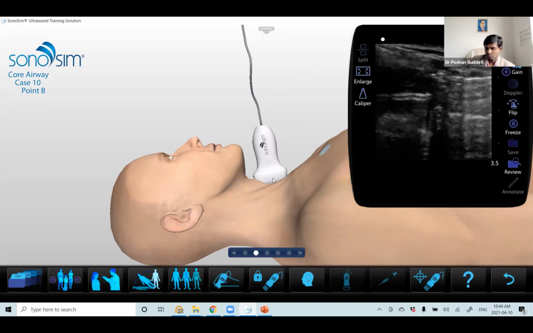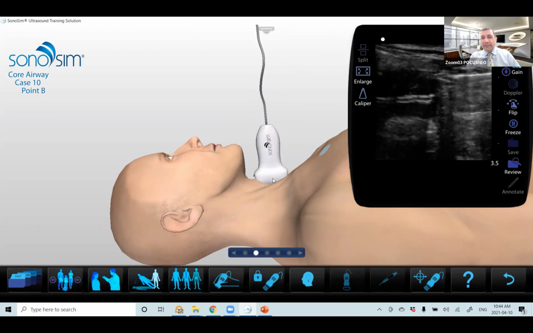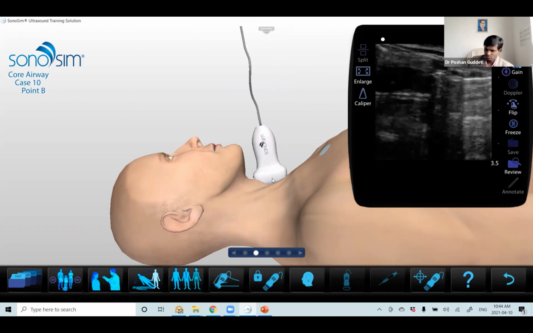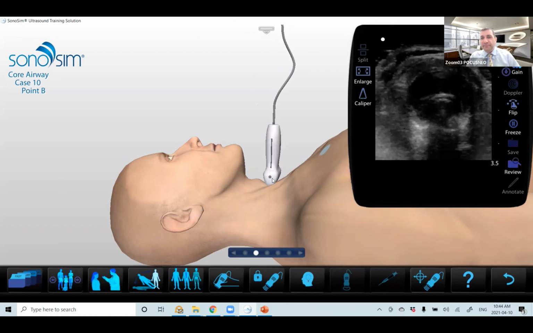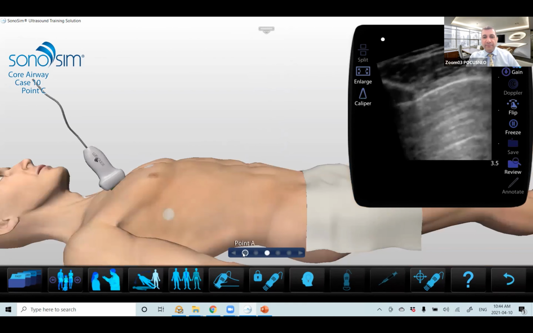And this should not take more than just less than 1 minute. Just put the probe and move. You will see just one shadow. You may or may not see the ET tube inside, and you are in. And then to confirm, check the lung expansion, both sides, while someone's bagging.